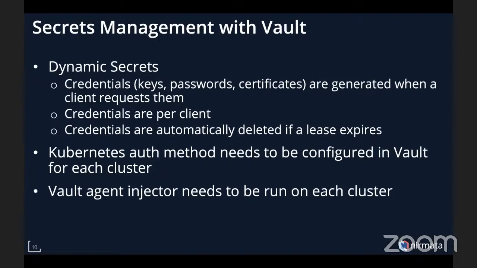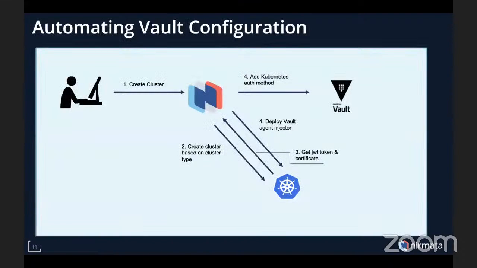In order to enable secrets management with Vault, you need to set up the Kubernetes authentication method in Vault for each cluster. And then if you want to dynamically inject these secrets into your running pods, a Vault agent injector needs to be set up in the cluster. And this setup needs to be done for every cluster that you want to enable Vault with.